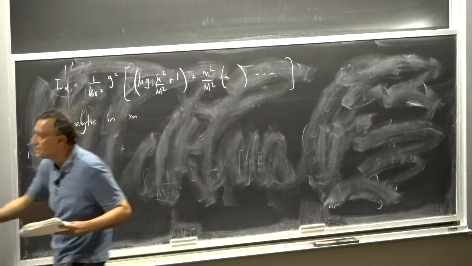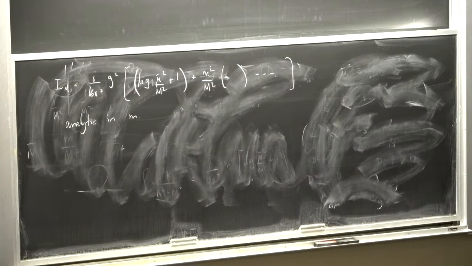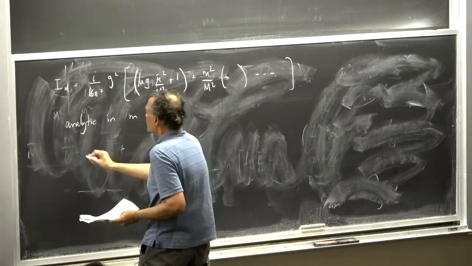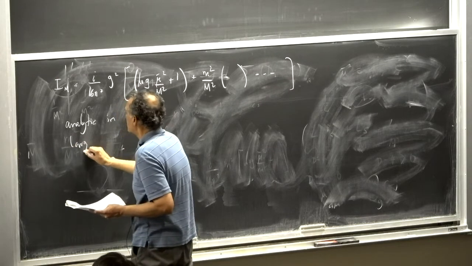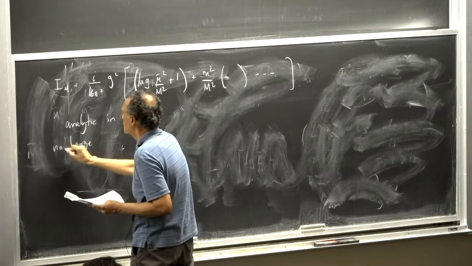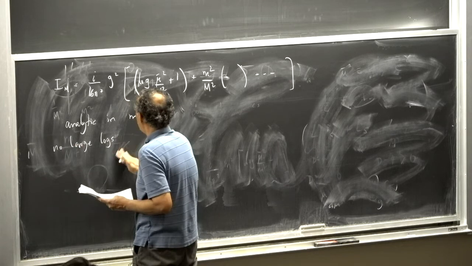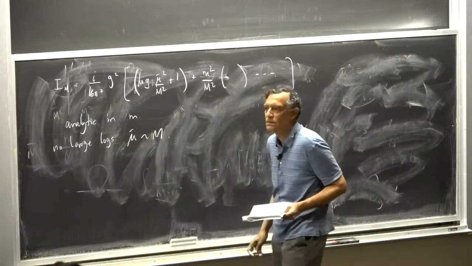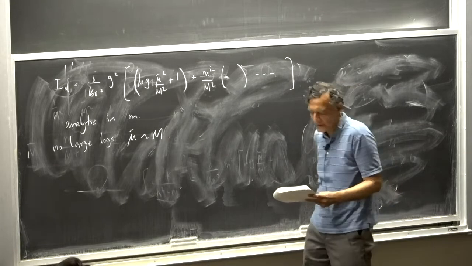I'm taking the result here with the 1 over epsilon dropped, and this with the 1 over epsilons dropped, and subtracting. And that's what you get. The other thing is this has no large logs in it if I match at a mu bar of order the scale of the particle I'm integrating out. So perturbation theory is well defined.